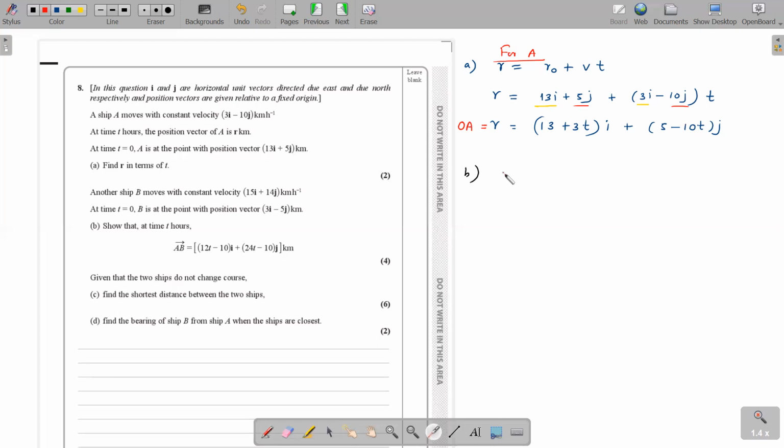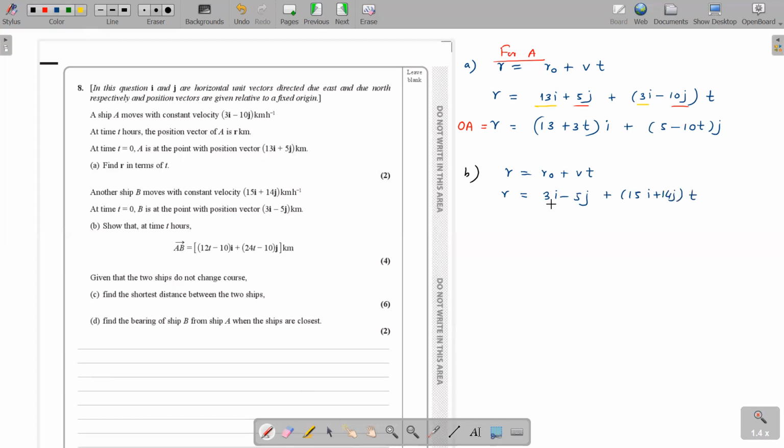So similarly, likewise, can't you find OB? OB means when you apply what? R equals R naught plus VT, we apply now for ship B. So R naught, the starting point, the position vector of ship B is 3I minus 5J. Do you see? Velocity of ship B is given as 15I plus 14J into T.